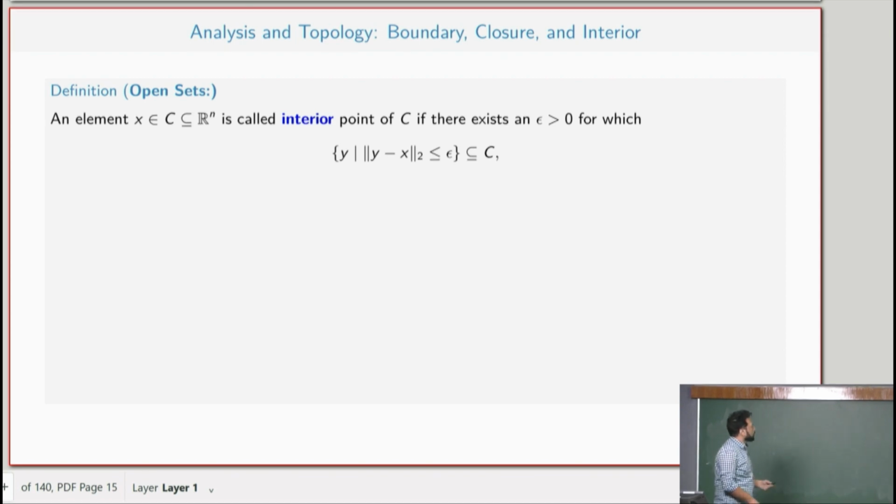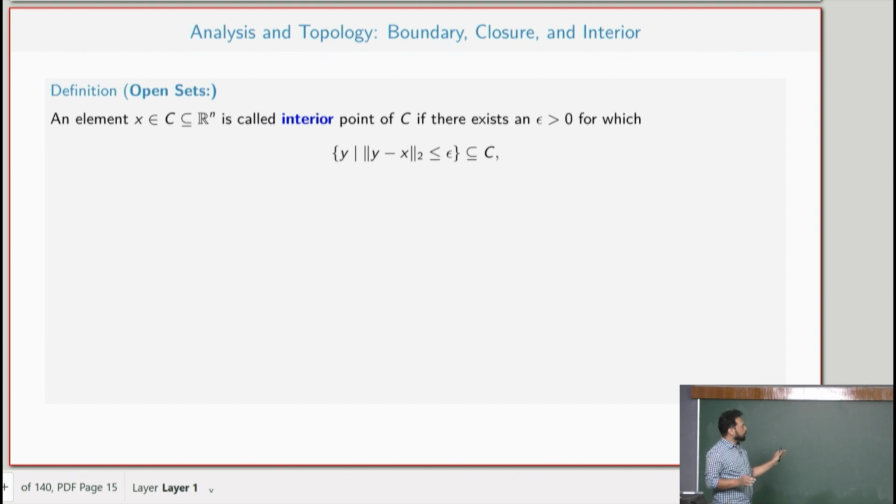To define the concept of an open set, I will define something called an interior point of a set. Okay, so an element x in the set C, it could be high dimensional, R^n, is called an interior point of C if there exists an epsilon greater than 0 for which this ball, so as you can see, this is a ball around x. You are collecting the set of all y which are within epsilon distance from x. And this is a 2-norm, so it is the usual n-dimensional ball around the center x. And this is a subset of C. So this is the definition of interior point.